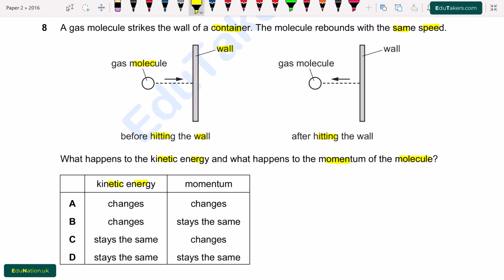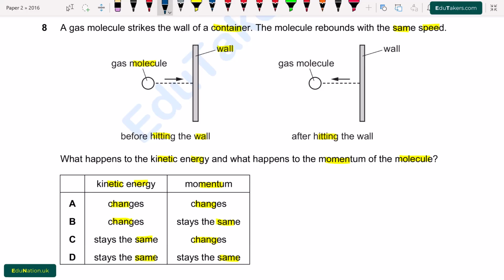Kinetic energy, momentum. Option A, changes, changes. B, changes, stays the same. C, stays the same, changes. D, stays the same, stays the same. So here first of all we have to find out the momentum and kinetic energy before and after the collision.